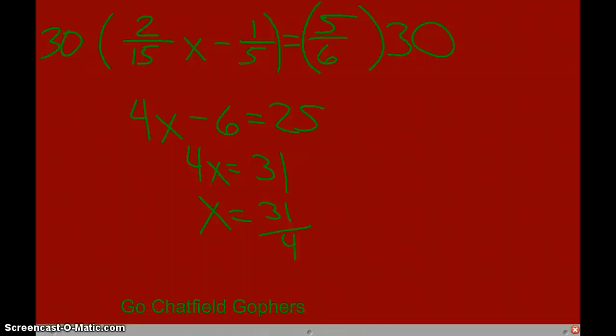So our phrase for the day that we'll ask you about tomorrow is go Chatfield Gophers, and we have to make sure we say Chatfield Gophers because, as you all found out yesterday, I'm a Hawkeye fan. We can't just say go Gophers. I don't want to confuse that with anybody from the University of Minnesota.